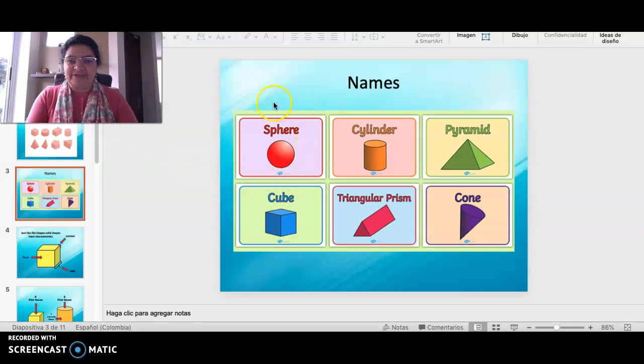Here we can see the first one, and the name of this one is sphere. The second one that I have here is a cylinder. The third one, a pyramid. The fourth one, a cube. And the fifth one, the triangular prism. And the next one is a cone. Let's see one by one.